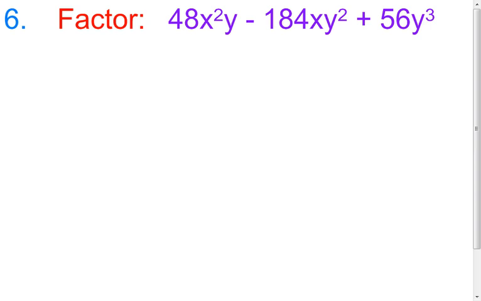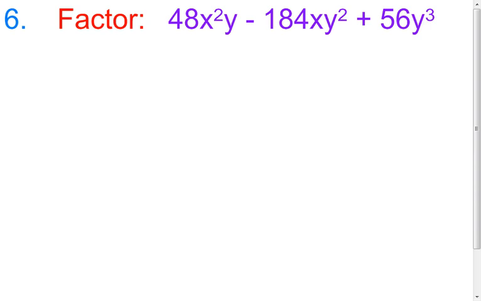Alright, this one we've got x's and y's in them. But again, the common goal is what can you plug in here? What can you factor out of here that each number is divisible by? And we have 48 and negative 184 and 56. If we look at our variables, the first term has an x squared, the second term has an x, and the third term doesn't have any x's. So I can't pull any x's out.